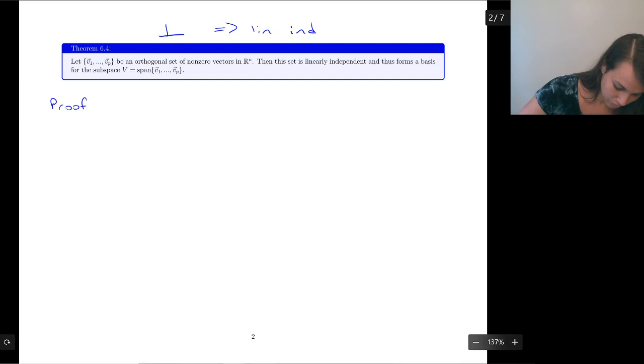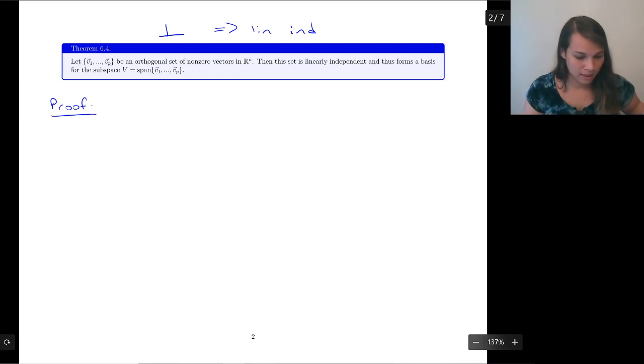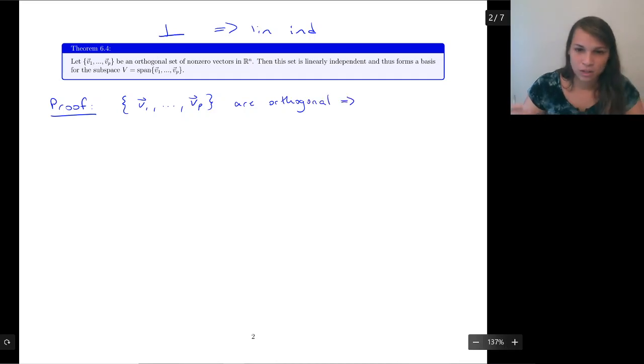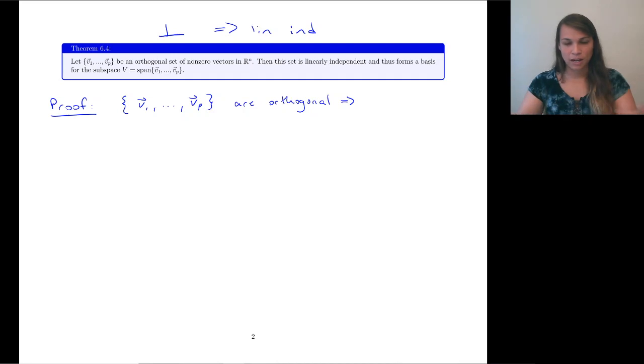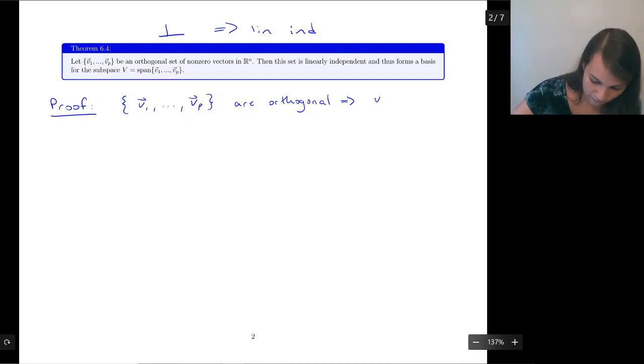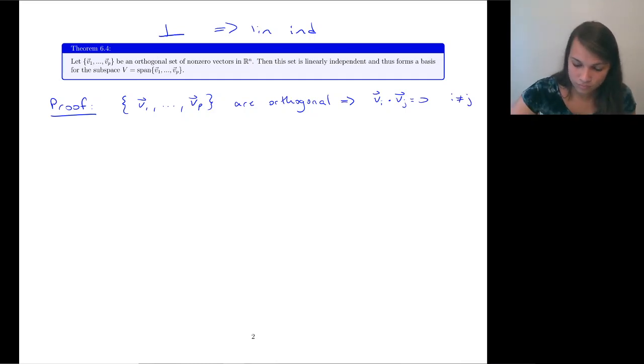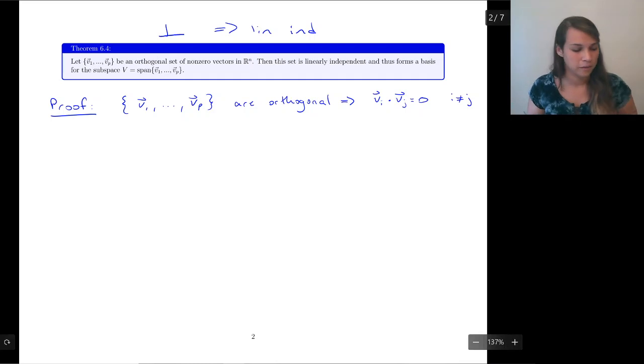Start off. So proof. I know that these guys are orthogonal. So what do we know about orthogonal? Let's keep it simple. I know that vi dot vj equals 0, so long as i doesn't equal j.